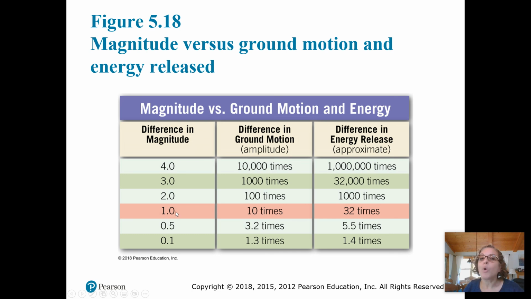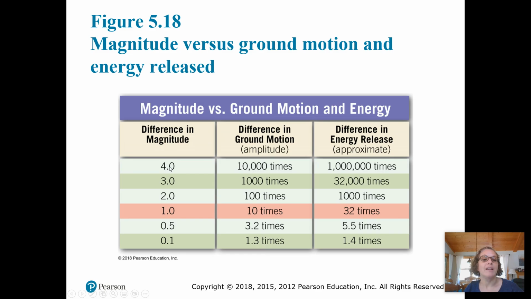So how much more ground motion was there? 10 times, because it was one whole number from a 7 to an 8. That is a 32 times difference in the amount of energy that was released. Now let's look at a magnitude 7 versus a magnitude 9 earthquake. What's the difference between those? 2. There's a 100 times difference in the amount of ground motion, or amplitude of that wave. Yet the amount of energy released between a 7 and a 9 is 1,000 times different. So that's what that last column is talking about, the energy difference.